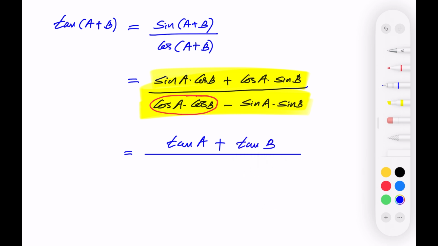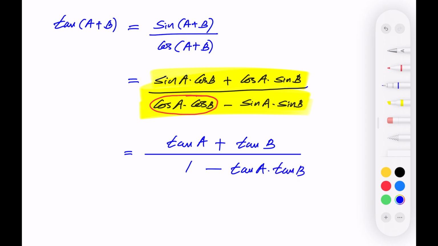In the denominator, when I divide cosine A cosine B by cosine A cosine B itself, it will be just a 1. And then I have this negative symbol right here, minus. Then I need to divide sine A sine B by cosine A cosine B. When I do so, I can identify sine A over cosine A as tangent A, times sine B over cosine B as tangent B.